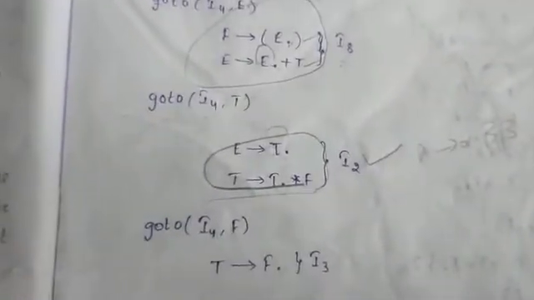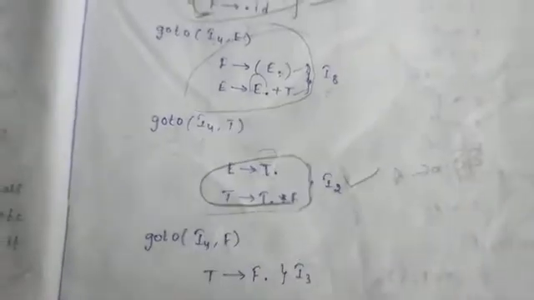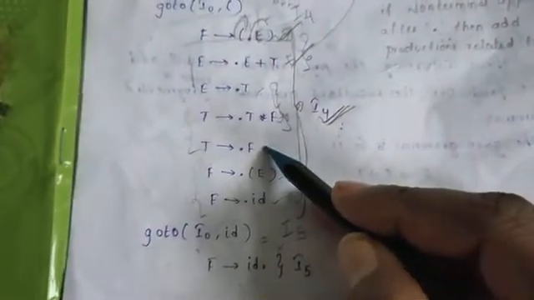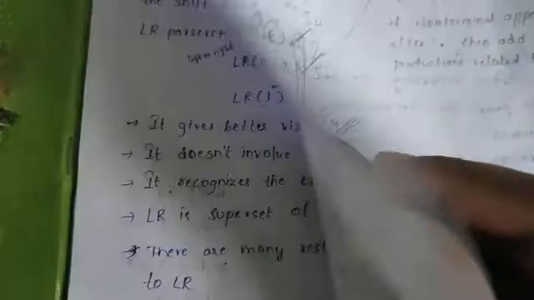For that reason, we will place the I2 state number here. Then we'll go again. Four productions are completed in this I4. Then we'll go for T tends to dot F. Okay, T tends to dot F. Such a type of production is not there, so we'll take only this one.